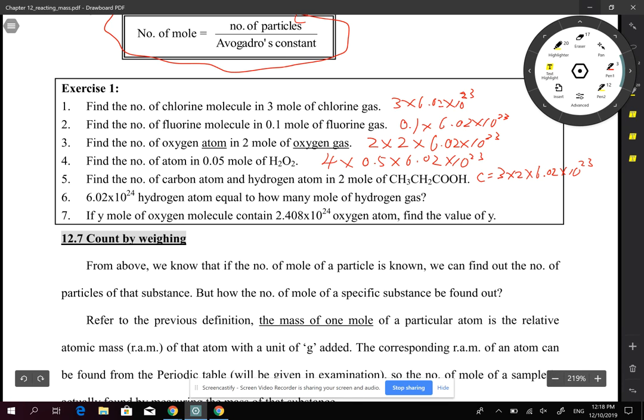You should find out the relation of the particle they ask and the number of particles they give, the relations. You are asked to find out the number of atoms, but you are provided with the number of molecules. Remember, one molecule may contain 2 or 3 atoms, so we multiply 2 or 3, related to the relations of the molecule and the particles. Okay?